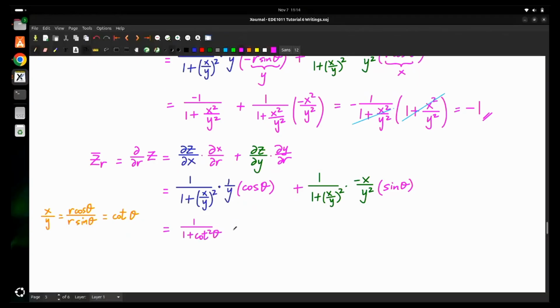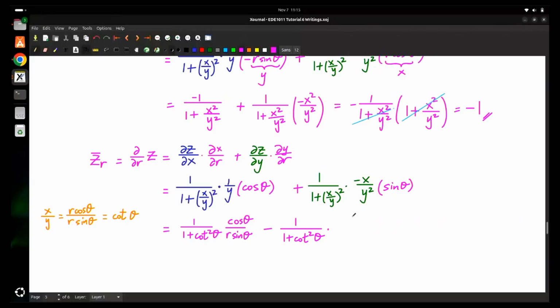Then this 1 over y will be just 1 over r sine theta. Then you have the cosine theta. So maybe I'll just put a cosine theta here. Then plus. Then the second term will give me 1 over 1 plus cotangent square theta as well. Then multiply by, so there's a minus here, so I shift the minus forward. Then this x over y square, because y is r sine theta, I just sub in.